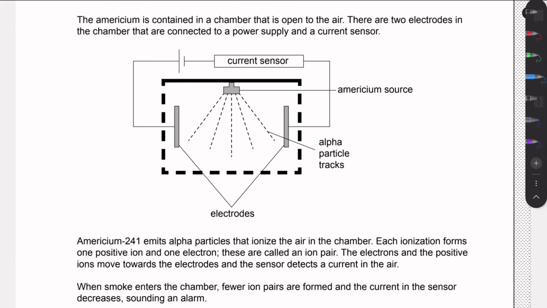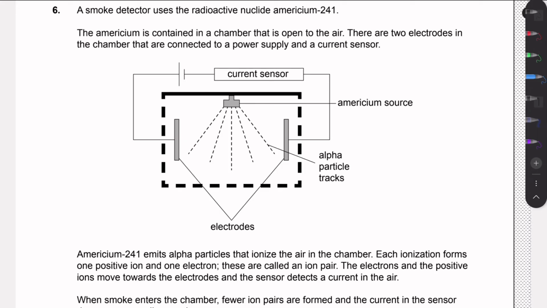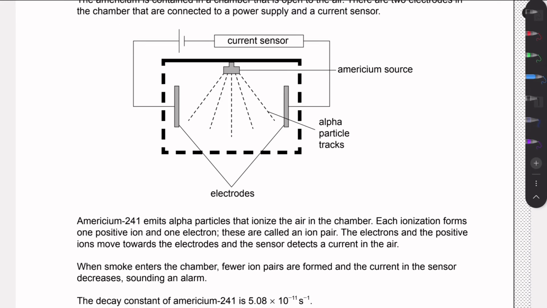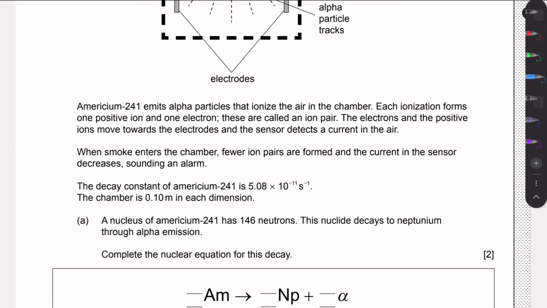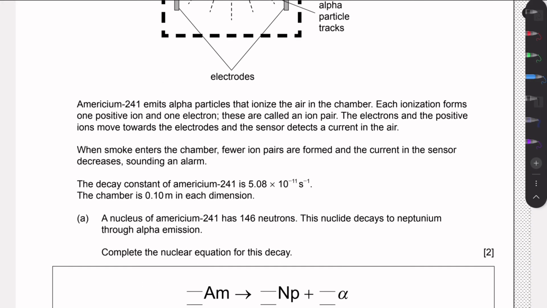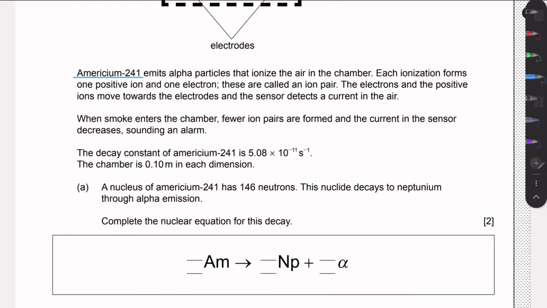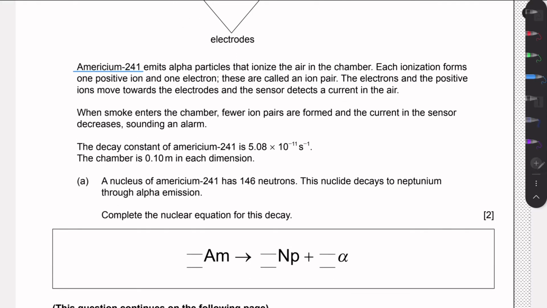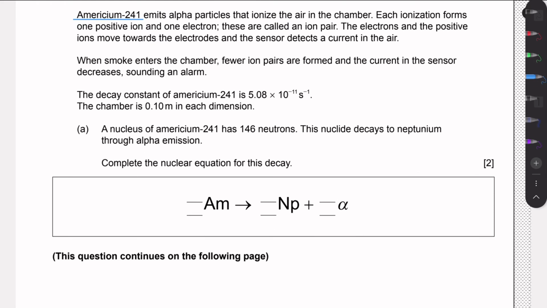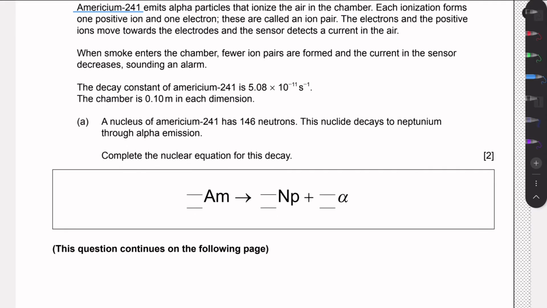So here we have a long text about how a smoke detector works, just based on some alpha decay. And we're also told the decay constant of one of the substances that we could use and the dimensions of the chamber. It's not so important at the moment, but in the first question, we need to complete the nuclear equation for this decay. So we are told that this nucleus of americium 241 has 146 neutrons and it decays into an alpha particle, or using an alpha particle.